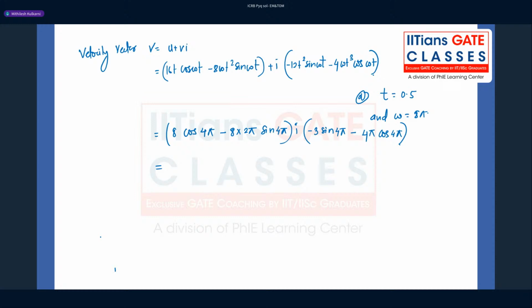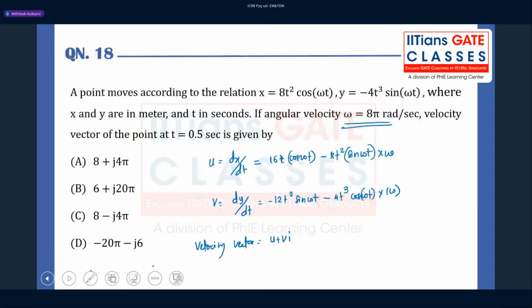So from this sine terms, you can cancel it out. What is remained is 8 cos of 4 pi plus I times minus 4 pi cos of 4 pi, because sine of n pi is 0, right? So using that, you can make it 0. These two terms are 0. Cos of 4 pi is 1, so it will become 8 minus 4 pi I. Hence, the option is option C in this case. Correct option is option C in this case.